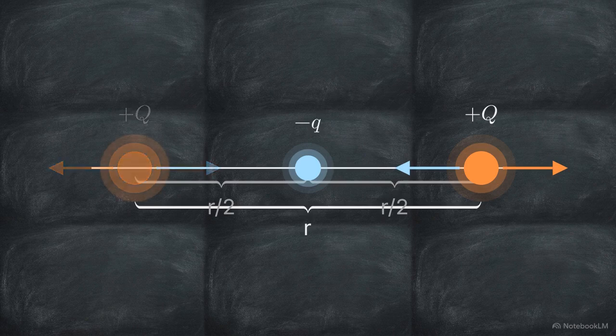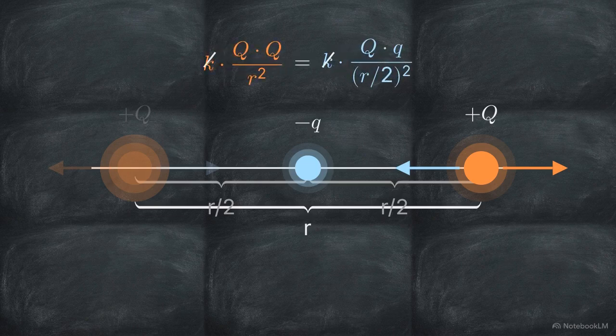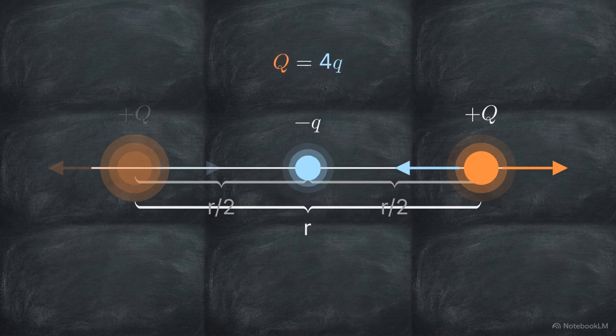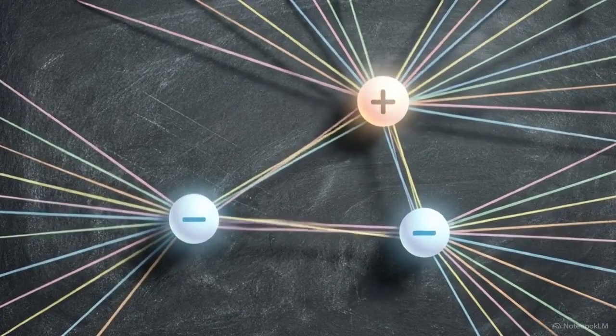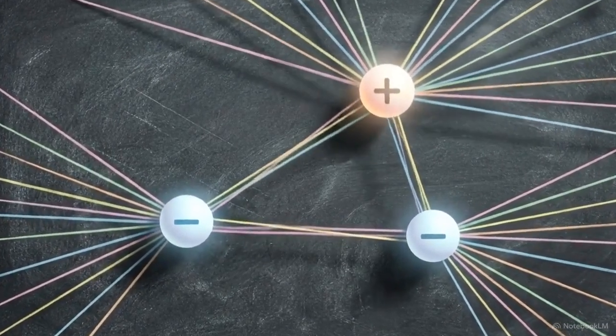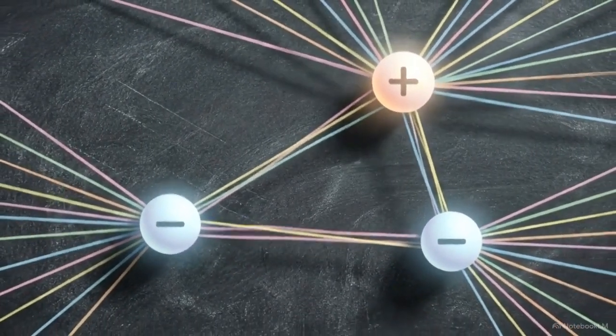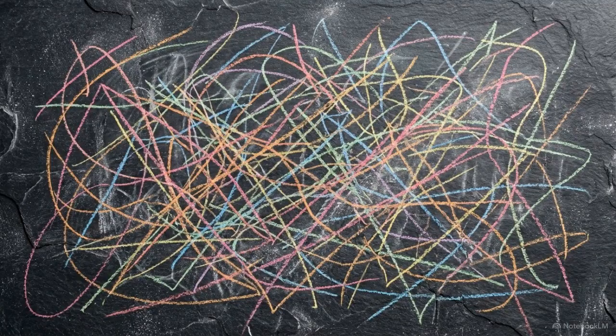We set the repulsive force from the far positive charge exactly equal to the attractive force from the center negative charge. By dropping common terms, we find that lowercase q equals capital Q over 4. The center charge must be exactly 1/4 the magnitude of the outer charges to hold the system still. By treating force strictly as independent, overlapping vectors, we can mathematically freeze a system of repelling particles in a state of perfectly balanced tension. Calculating individual vector pairs for the trillions of particles in a solid object is computationally impractical.